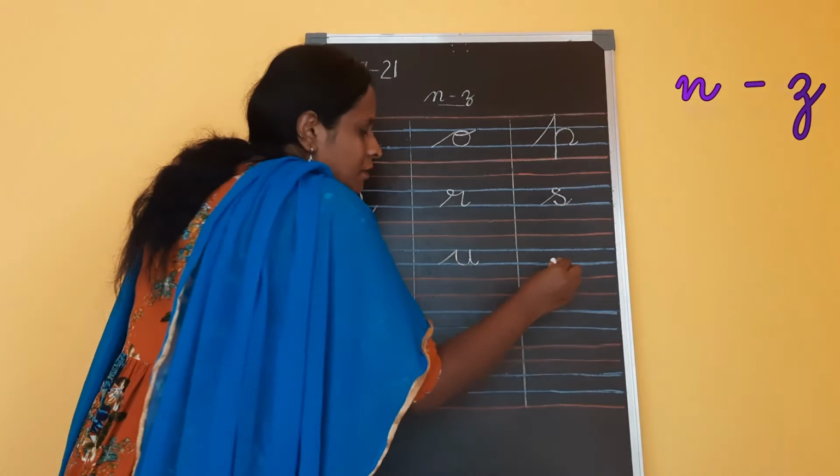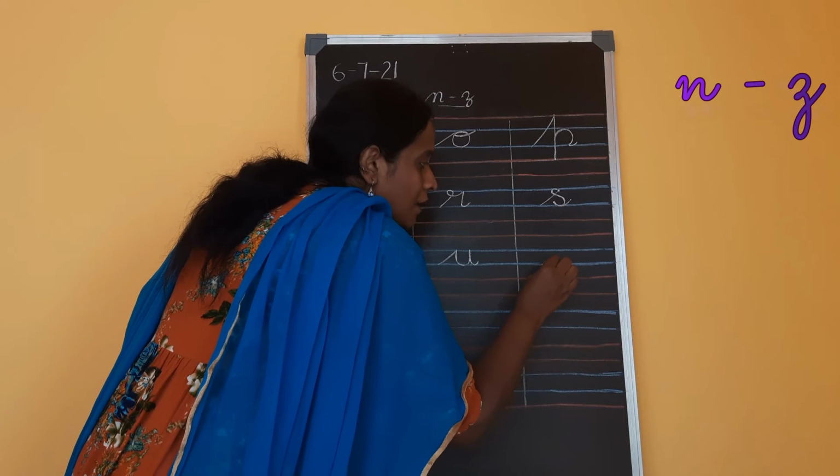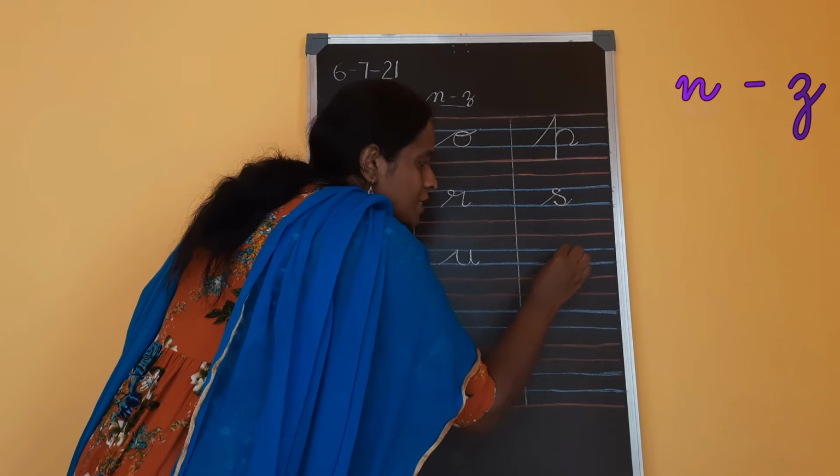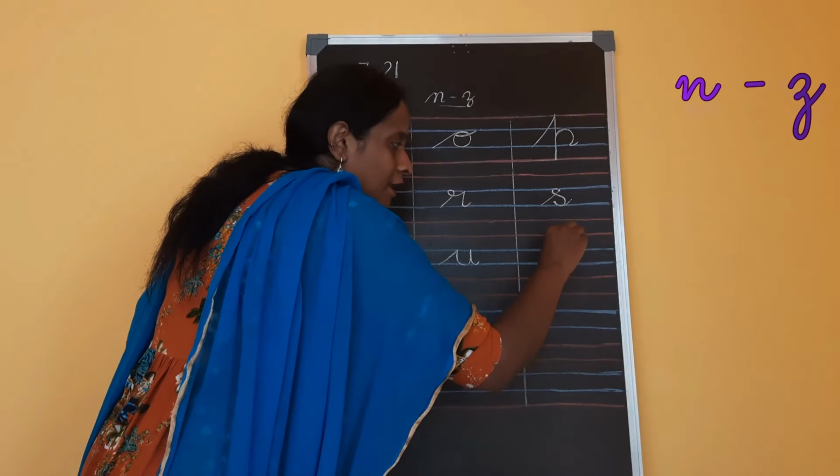How to write V? From the second blue line, go up and touch the first blue line with the slanting line.